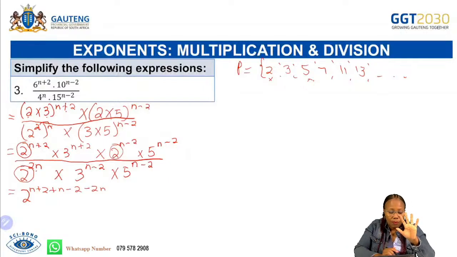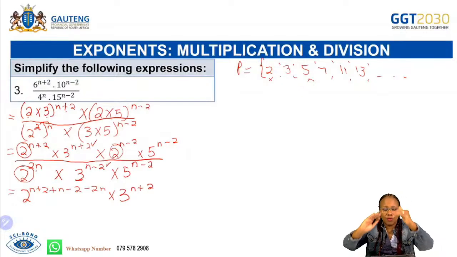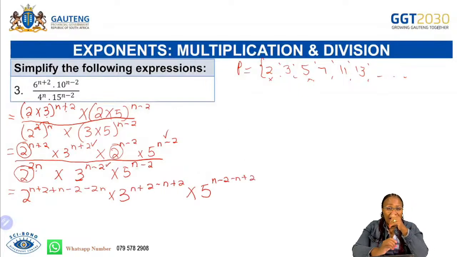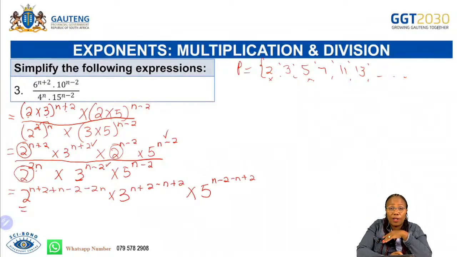Done with the 2. Now we move to base 3. With base 3, we have n plus 2. Another 3 is this one. We have n minus 2, but now it is moving from denominator to numerator. The sign will change to minus n plus 2. Multiply by base 5. With base 5, we have n minus 2 there. And then this one is moving up. It will be minus n plus 2. Then we are done with the fraction. Now everything is linear position. And then now we can look for the like terms.